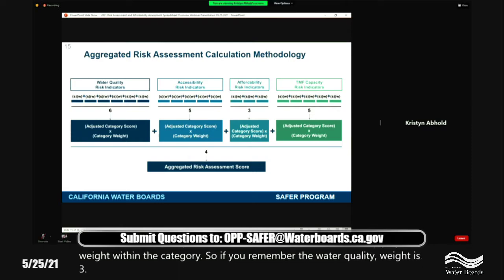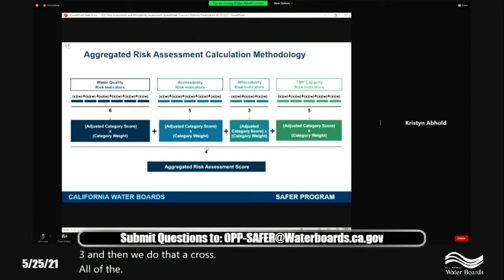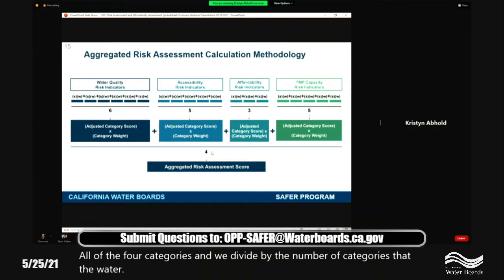And then we do that across all of the 4 categories, and we divide by the number of categories that the water systems were evaluated for, which is 4. And then we get our total weighted and adjusted aggregated risk assessment score.